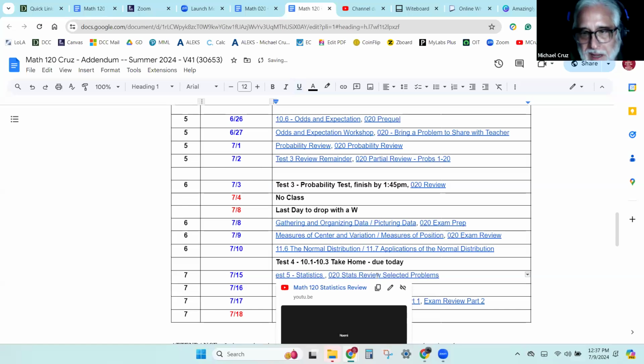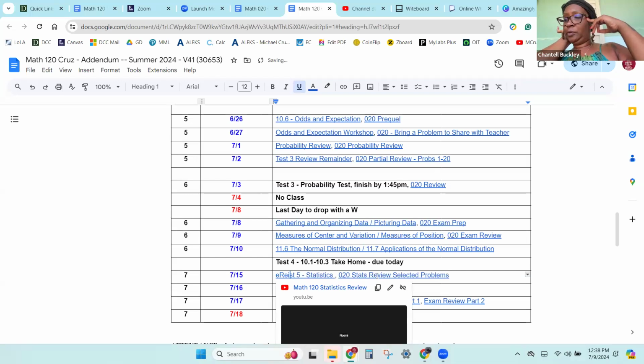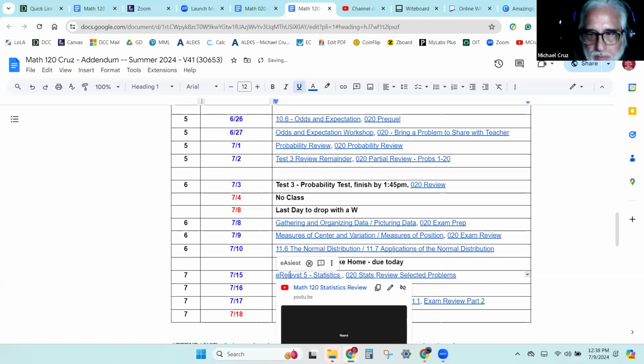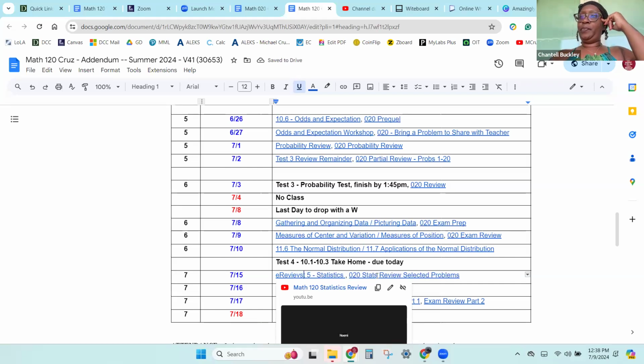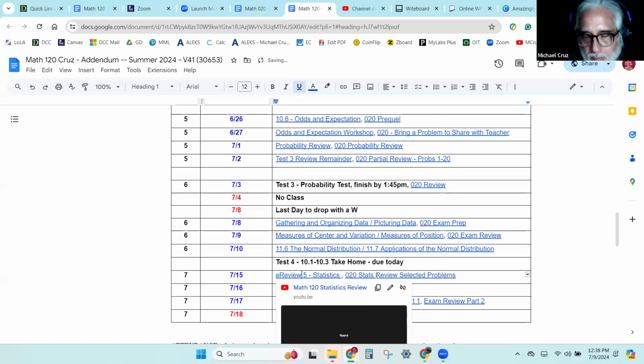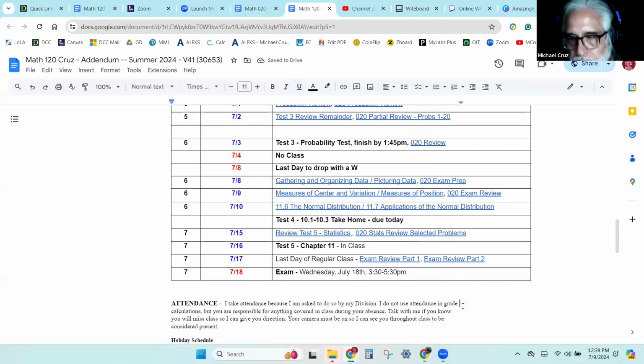The 17th is the last day of class. Wednesday's the last day of class, but Thursday the exam is scheduled. So it's a short week as far as formal meetings are concerned, like the ones we've been having. But you're going to have the exam in there. So any questions about that? Everybody on board with all that?